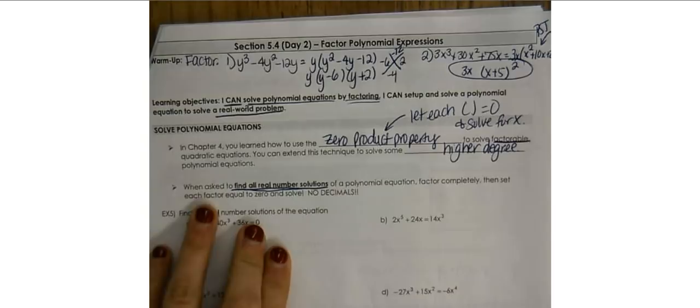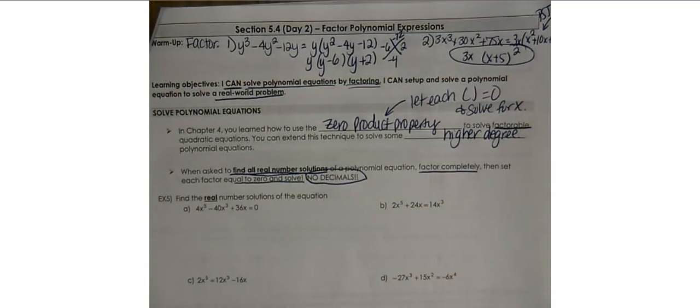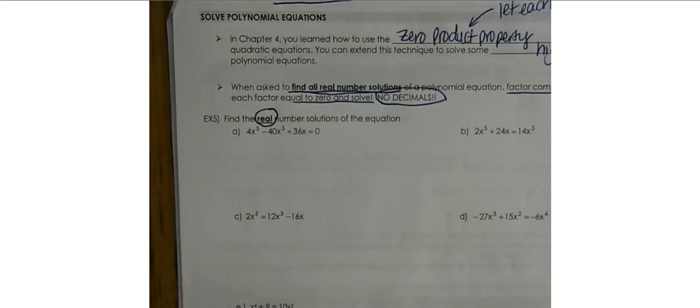So when you are asked to find all real number solutions of a polynomial equation, you'll need to factor completely, then set each factor equal to 0 and solve. You are not allowed to have decimals as a part of your answers, so no decimal answers. Here we go. We want real solutions, so that's what we're looking for, real solutions, so no imaginary solutions.